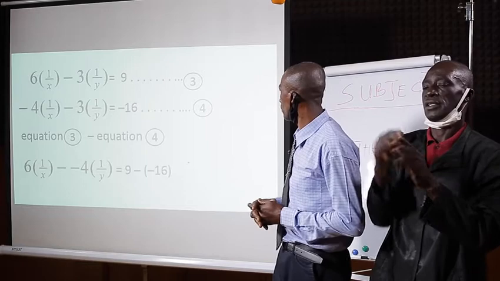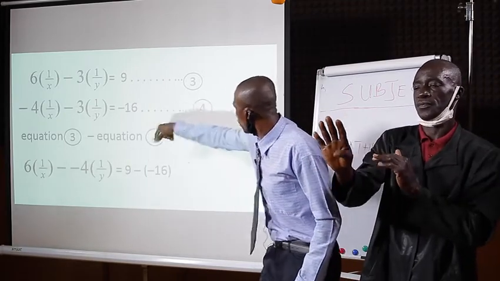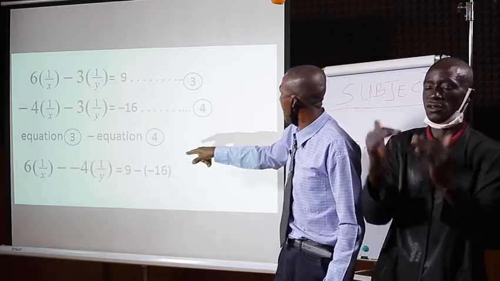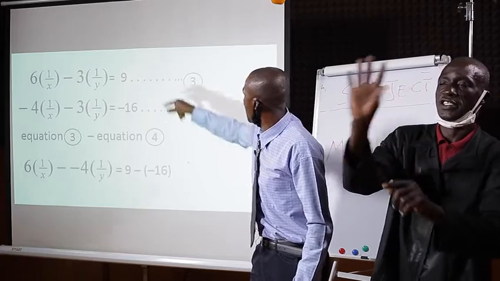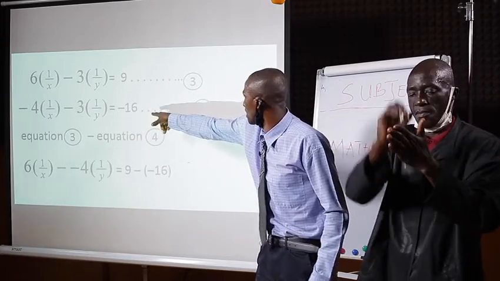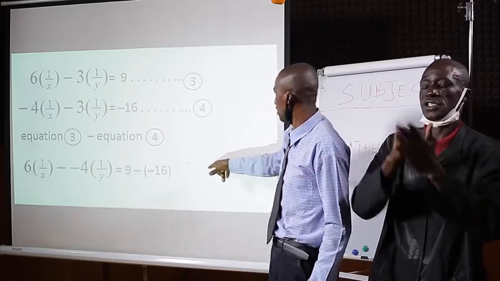Then minus 4 into 1 over y is now equals to 9, the first 9 there, then negative representing the subtraction there, then minus 16. The 16 is carrying a negative coefficient. So that gives you minus 16.